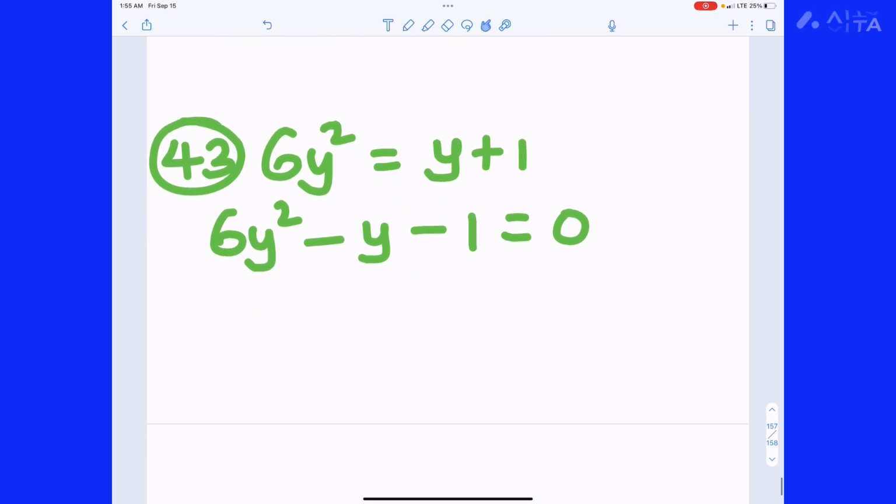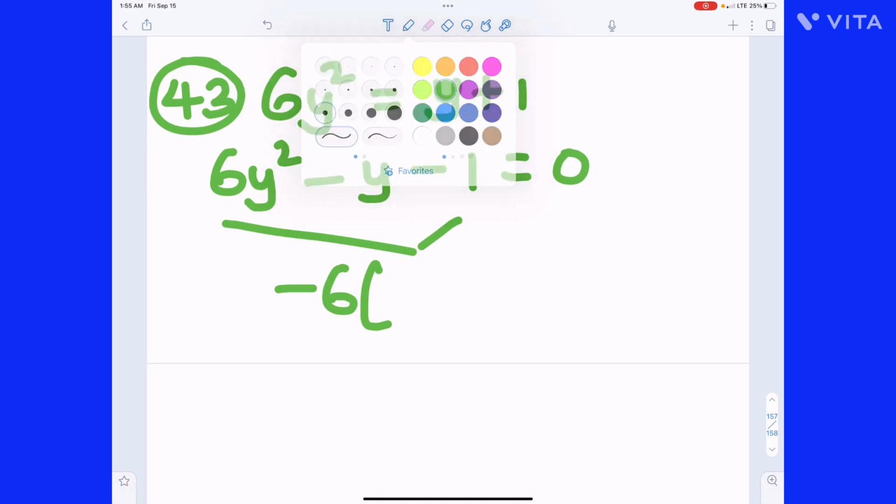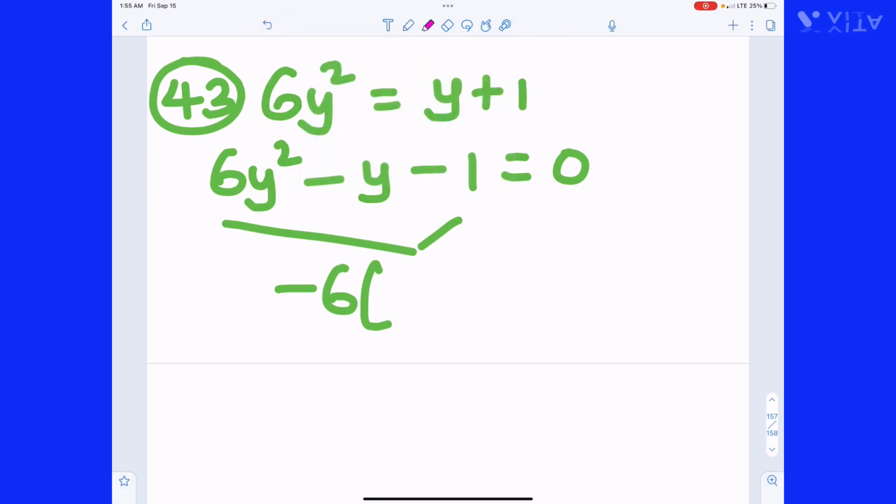So, what does that give you? 6y squared. Okay, I'm to multiply 6 by minus 1. That will give me minus 6. What are the factors of minus 6 that we add to give minus 1? Because there's minus 1 here. This is minus 1, 1.